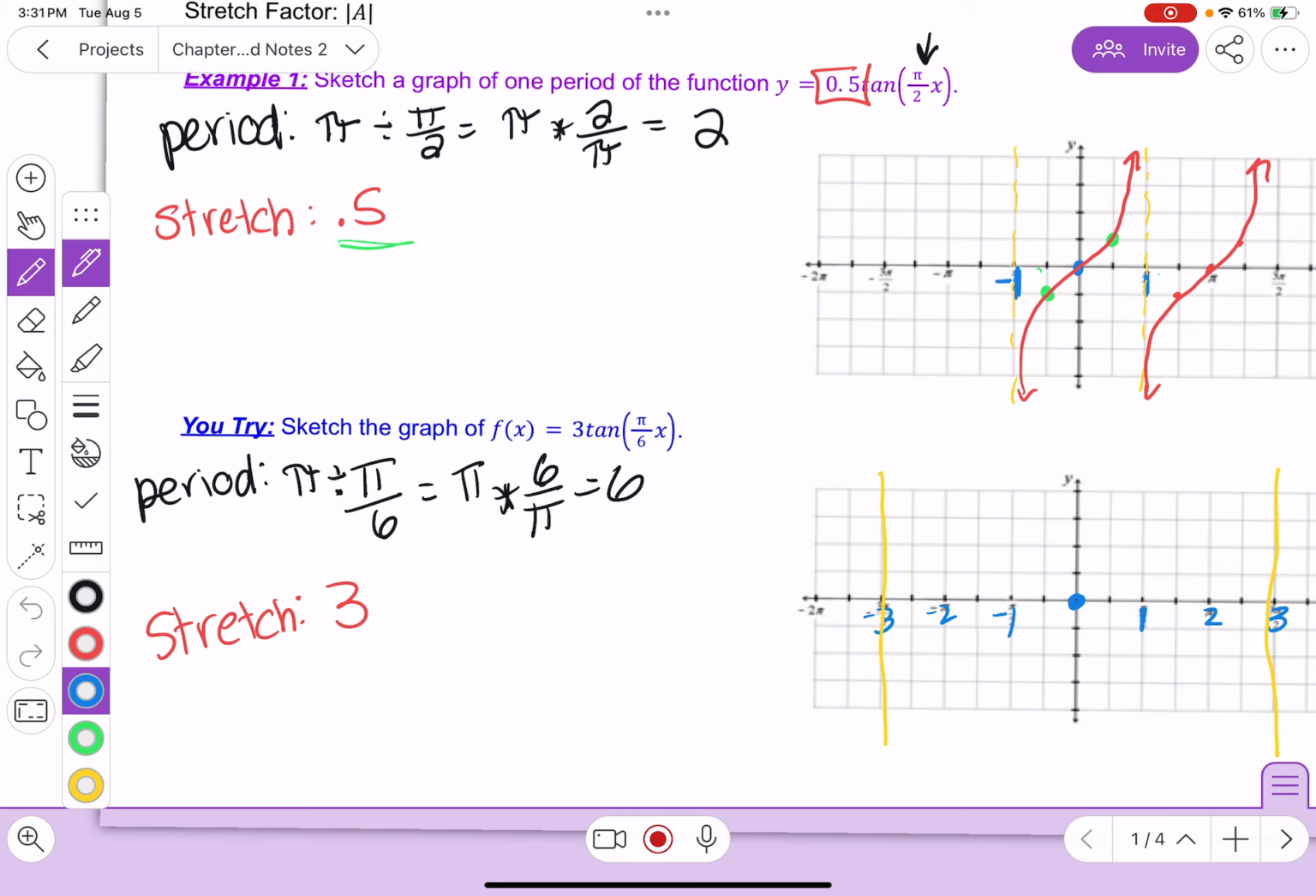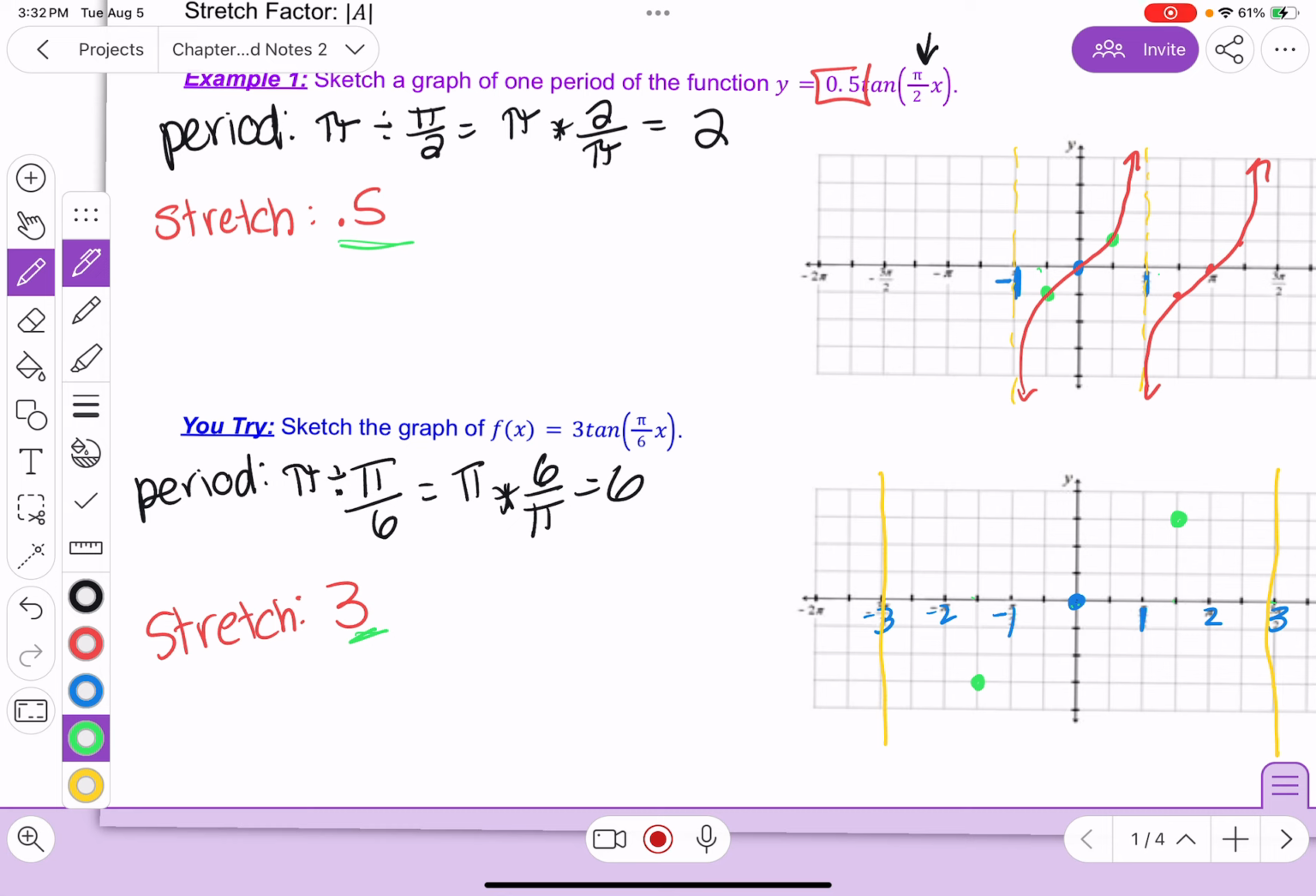Tangent starts at the origin. The stretch factor is halfway between the middle and that period. That's how high we go. So halfway between the origin and 3, we're going to go up 3. So at 1.5, I go up 3. And at negative 1.5, I go down 3.